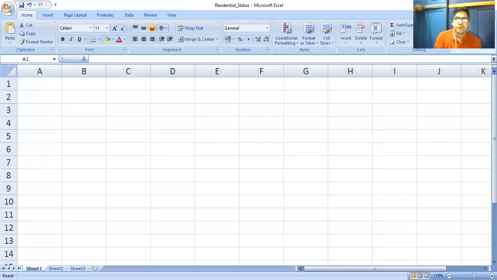Now, an individual may be a minor child or a major. Major means above 18, minor means below 18. And such an individual wants to become a resident in India. So he must satisfy any one condition out of the two conditions.